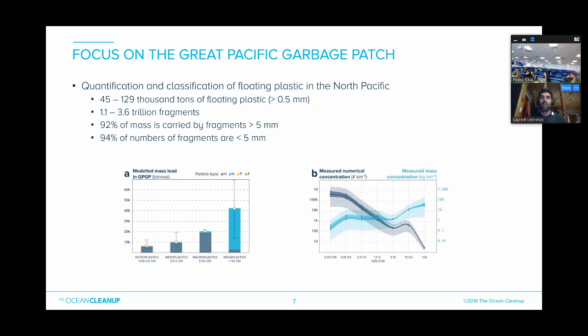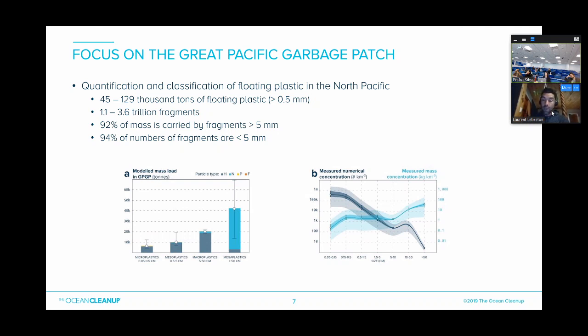For all this mix of macro fragments to occur once there is large plastic that is already floating there. Those are the kind of things that we try to follow. But again, I stress those last two points: 92% of mass is carried by fragments larger than 5 millimeters, while 94% of the number of fragments are carried by objects less than 5 millimeters.